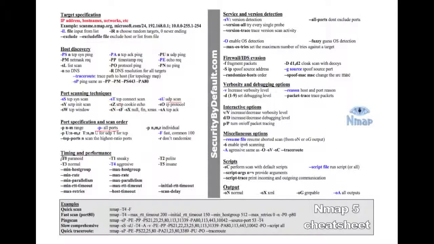The timing and performance, I told you about this. T0 is paranoid, T1 is sneaky. Now you can set a min rate and a max rate, and what this is that it will give you a random amount of time between the min rate and the max rate, and what this does is when it's random, it sort of looks like network traffic, and the thing is IDSs and IPSs won't pick this up as suspicious.